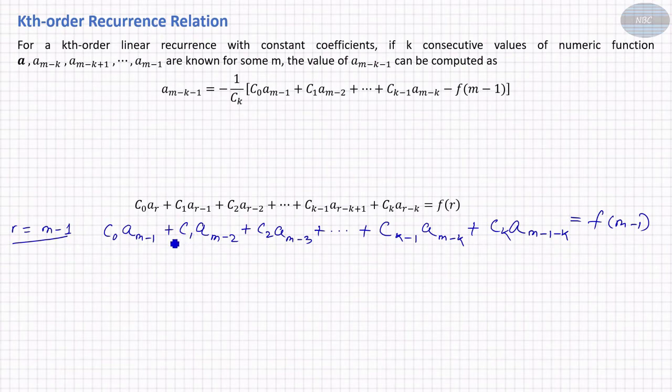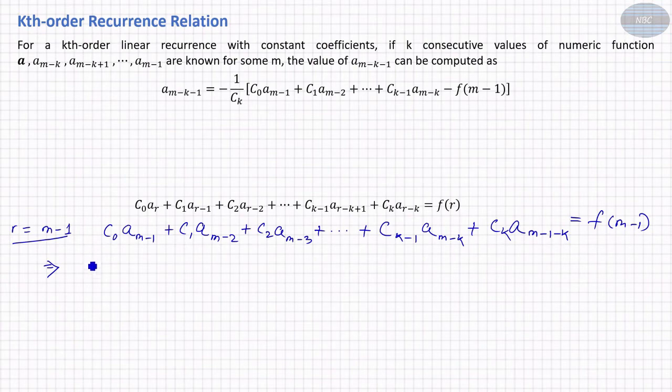Okay, so now this equation can be written as follows. In this step we know the k consecutive values of the numeric function, which are a_{m-1}, a_{m-2}, a_{m-3}, up to a_{m-k}. But the value a_{m-1-k} is not known, and we have to calculate it. Up to this point we know the values of the numeric function; now we have to calculate the value of a_{m-1-k}.